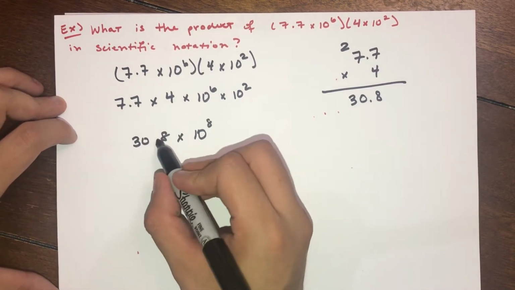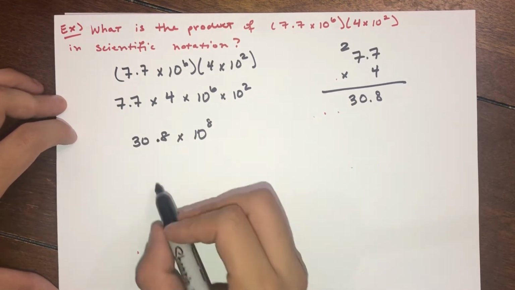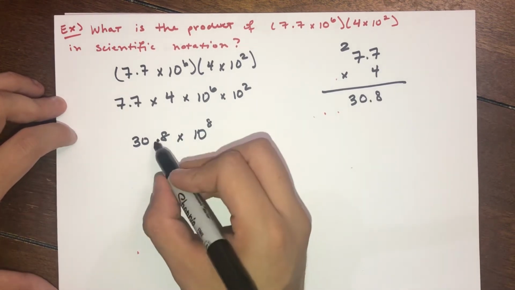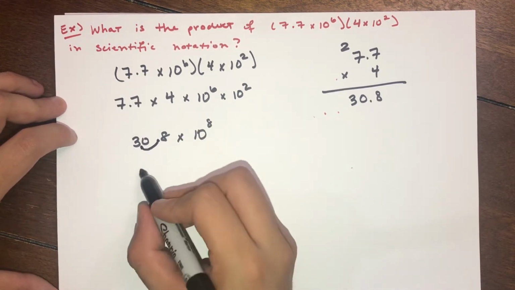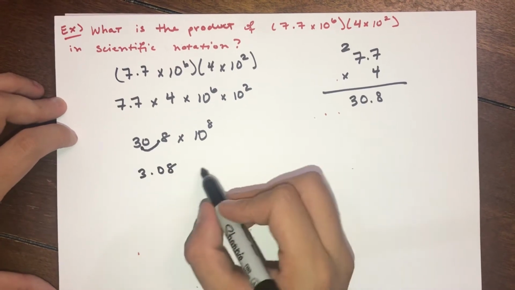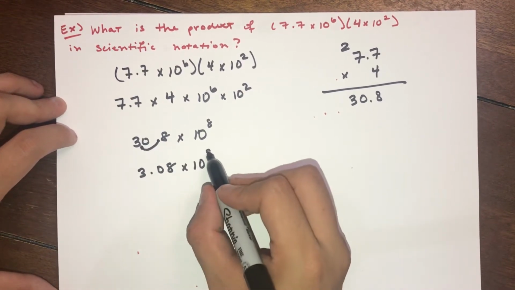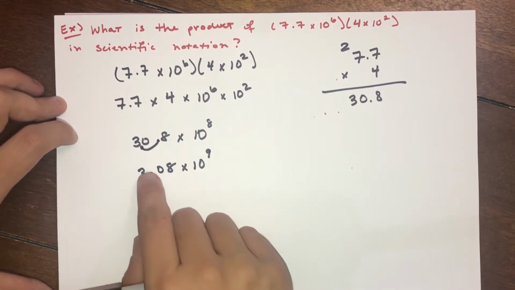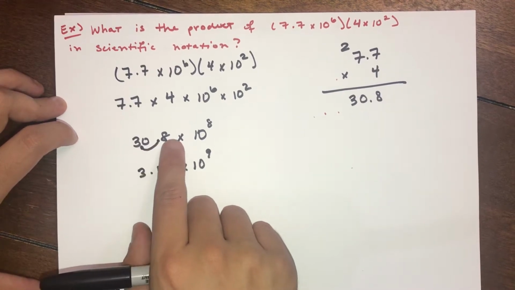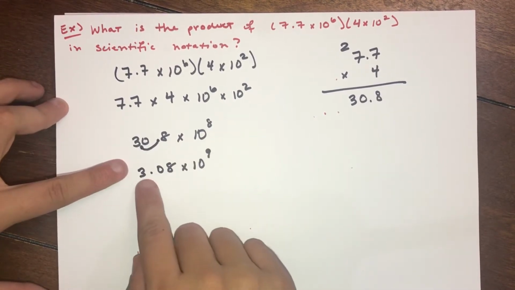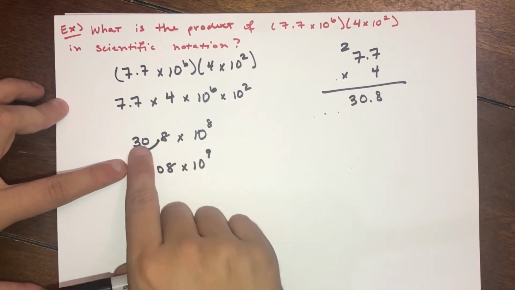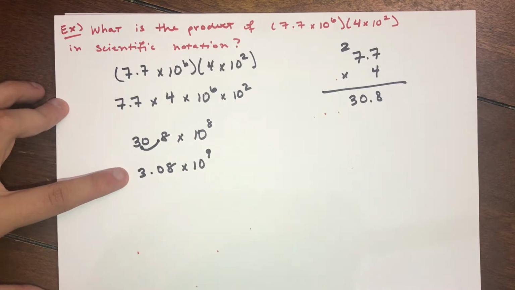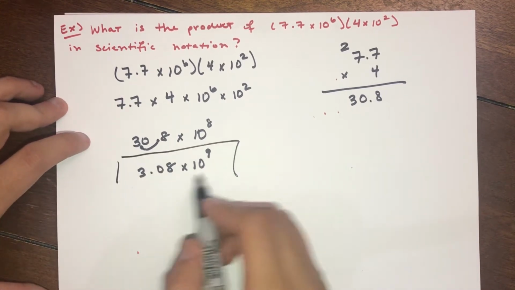So what we can do here is very similar to what we did before. We have 30.8 times 10 to the 8. What we can do is move the decimal once to the left. So now we'll get 3.08 times 10 to the 9. Think about it: if we jump back to this one, this one was 30.8 times 10 to the 8, and this one's 3.08 times 10 to the 9. So we'll be able to jump back to where we were and still have our 8 jumps left. And this is going to be the answer in scientific notation.